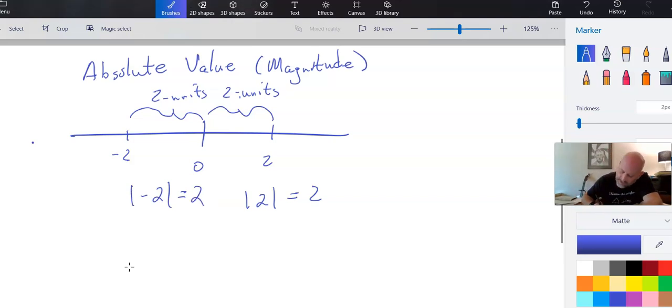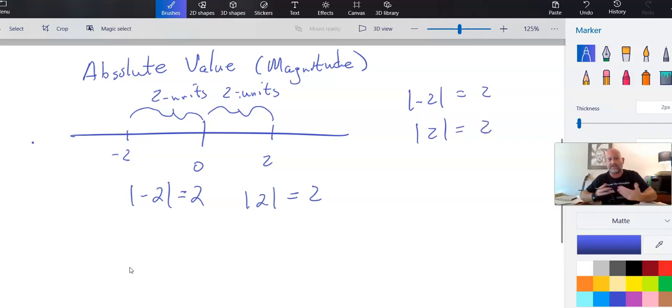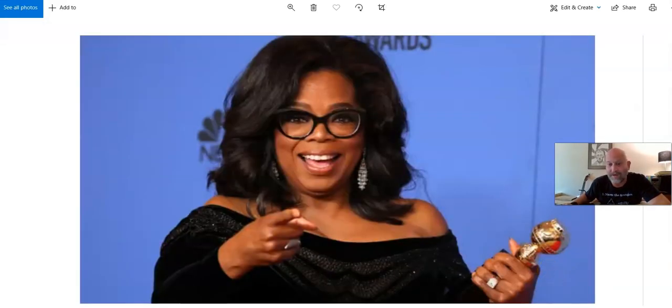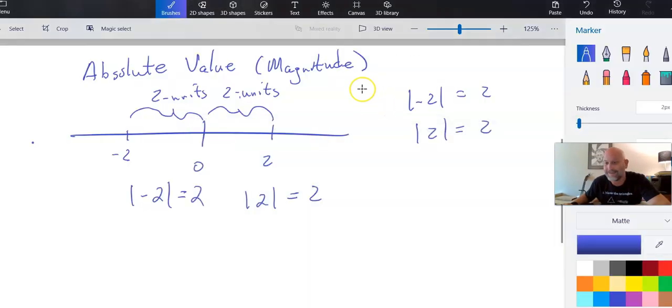So notice what just happened here. It doesn't matter whether it's 2 or negative 2, the absolute value always comes out to the positive value. So really what it is, it's like a little positive filter. It only spits out the positive value of what you're working on. And really, in that way, it's a lot like Oprah, right? Makes everything positive. It's the Oprah of functions.